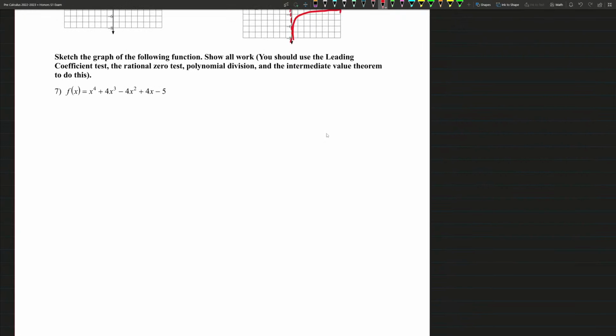Okay, so back to this. Leading coefficient test. I'll do these in different colors. The leading coefficient test says we're going to get our degree. The degree in this case is 4. That's the highest exponent. That is even, which tells us the overall shape of the graph. Our leading coefficient is the thing out in front of x to the 4th. That's just 1, which is positive. And that tells us what's happening as we go way far left and way far right. So in this case, as we go far left, it's going up. As we go far right, it's also going up.